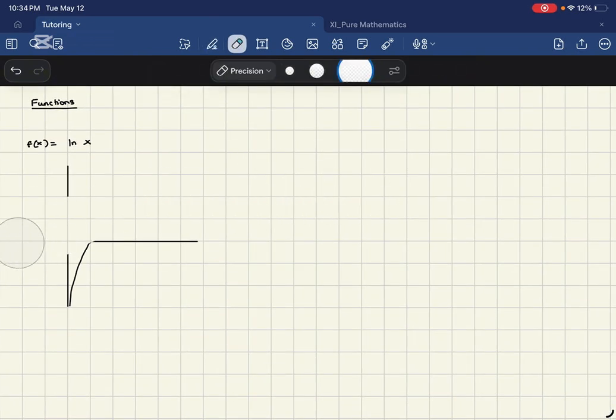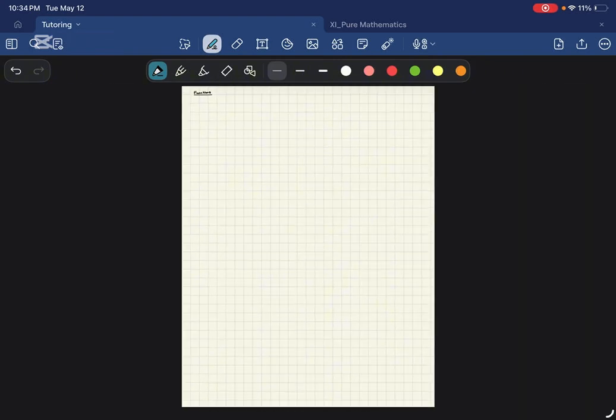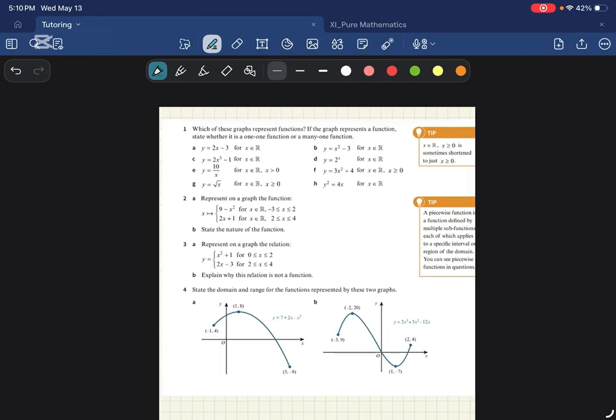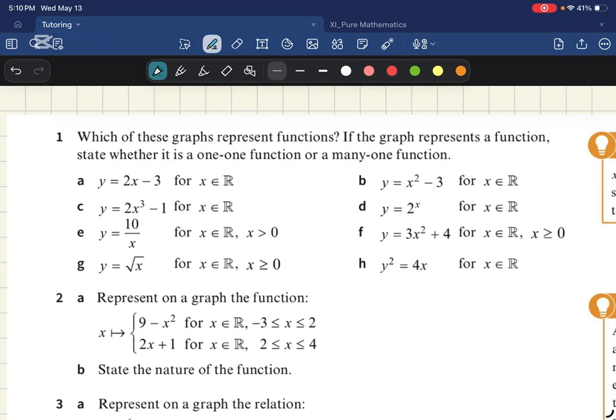All right. And that is about all the important functions you need to know. And we'll do some calculations. As we do calculations, we'll slowly discuss more functions that might be important, and ways to think about these questions and how to solve them when we are asked. All right, so let's do some questions related to what we've been discussing. The first question is, which of these graphs represent functions? We're going to use the vertical line test. And if the graph represents a function, state whether it's a one-to-one function or a many-to-one function. So we're going to use the vertical line test and the horizontal line test.